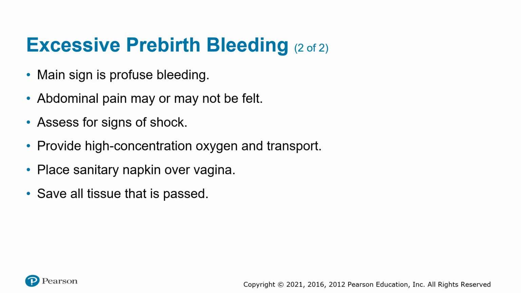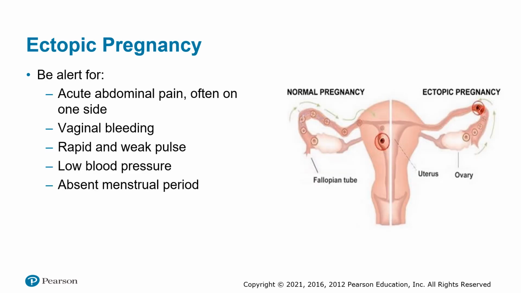The main signs are profuse bleeding and abdominal pain. Assess for signs of shock, provide high-flow O2, place a sanitary napkin over the vagina, and save any and all tissue that has passed.